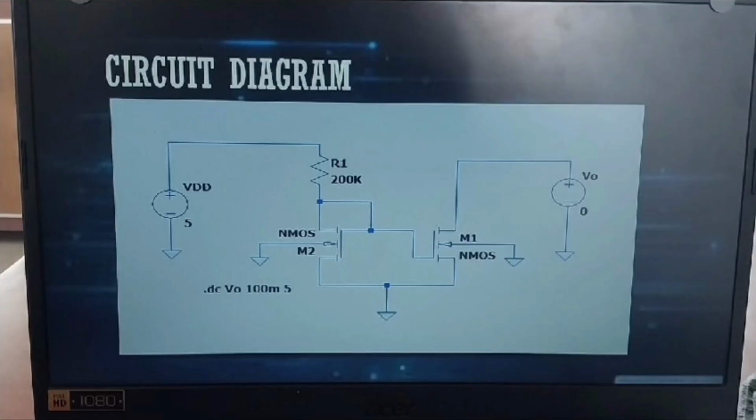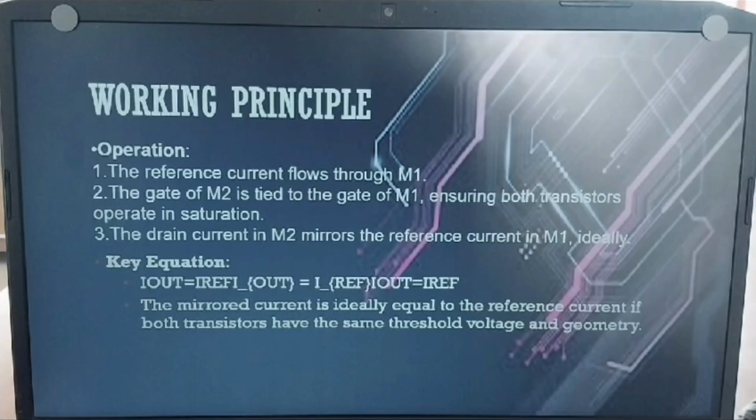So this is the circuit diagram, and we're going to see its working principle. Operation: the reference current flows through M1. So we are going to give the reference current to M1 and copy exactly the same current to M2. The gate of M2 is tied to the gate of M1, ensuring both transistors operate in saturation. So we need both of the transistors to work in the saturation region.